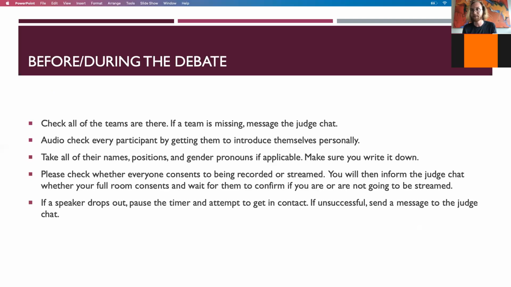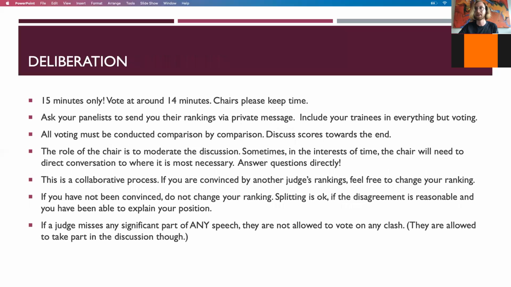If a speaker drops out, pause the timer and attempt to get in contact. If unsuccessful, send a message to the judge chat, and we will come up with a solution, be it a swing speaker or one of the other solutions, for example delaying the debate, making sure that the person is able to get back in contact with you through some of the other channels that we have. This is a tournament that's online. There will be some tech difficulties, so your flexibility and your patience are greatly appreciated from everyone who's involved in running this tournament.